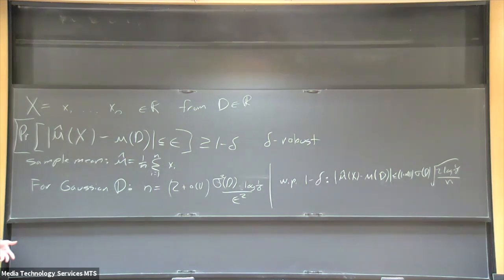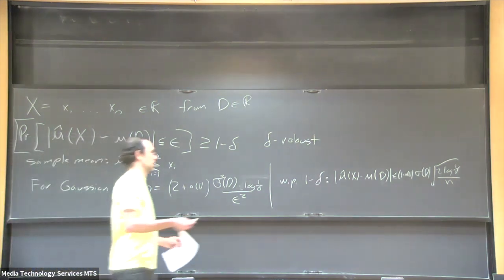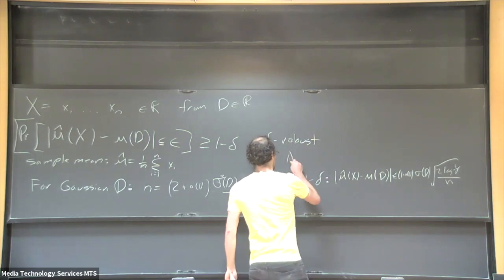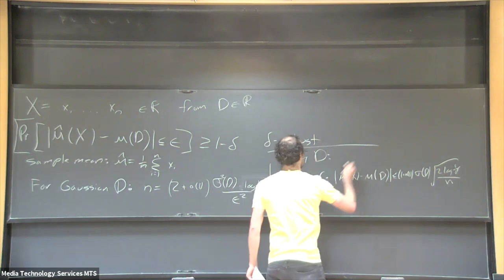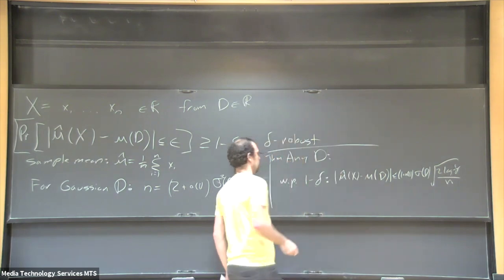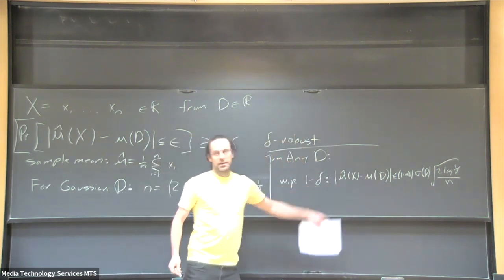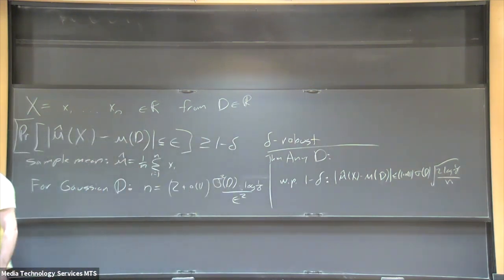What about for an arbitrary distribution? The result is that for any D, this is true, where mu hat is no longer the sample mean, but the algorithm that I'll tell you about. So we've got an algorithm that performs as well for any distribution as the sample mean does for the best distribution. We thought the Gaussian was the best case. It turns out Gaussian is the worst case. Any distribution can do at least as well as the Gaussian.